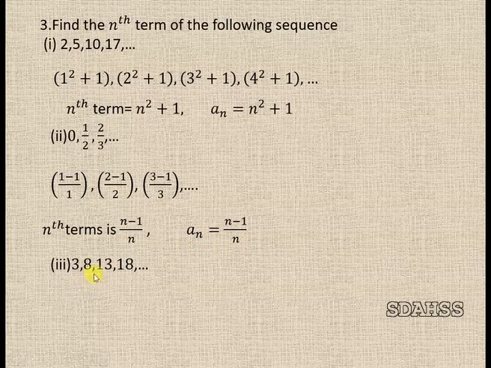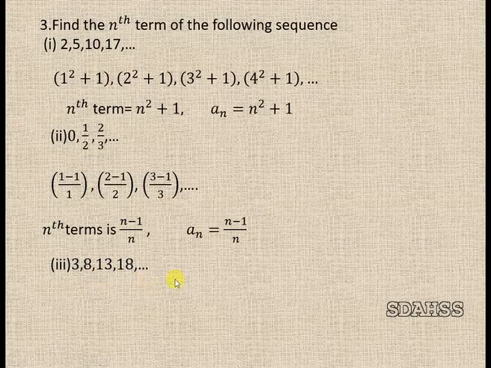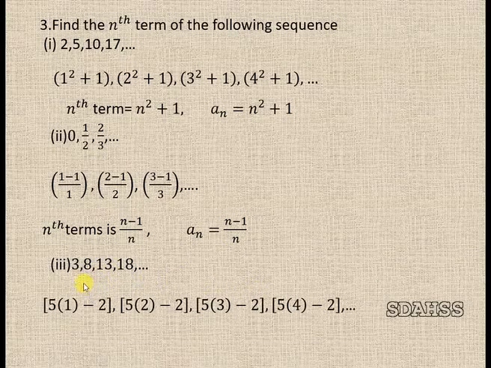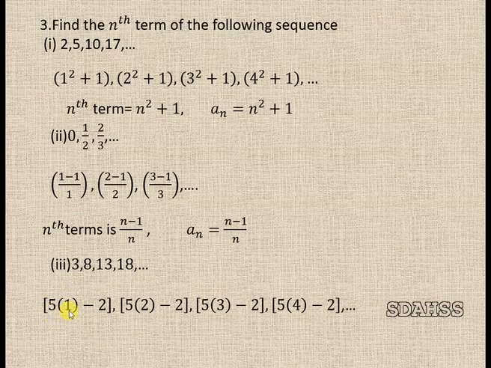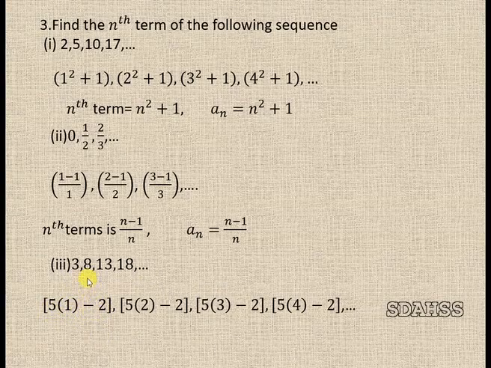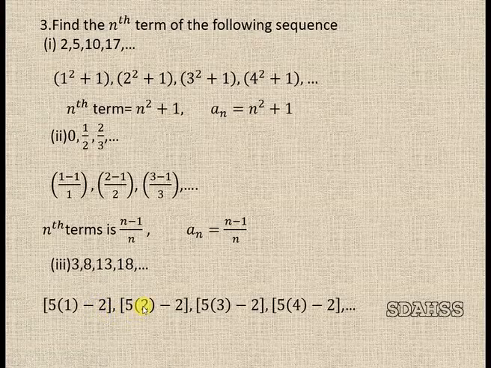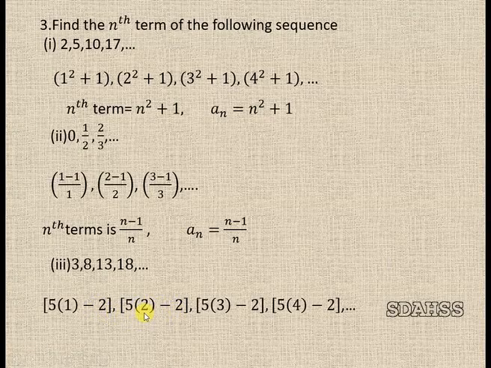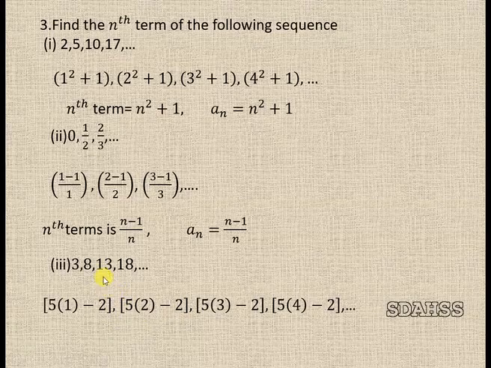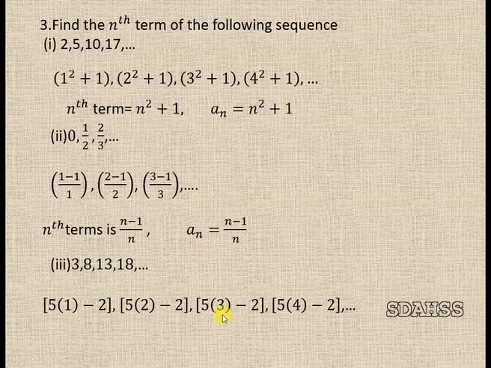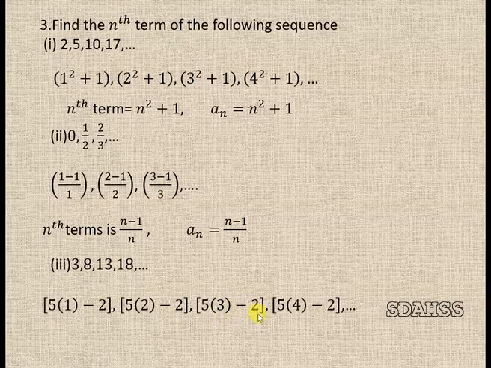Subdivision 3. 3, 8, 13, 18, etc. 3 we can write 5 into 1 minus 2. 5 into 1, 5. 5 minus 2, 3. 8 can be written as 5 into 2 minus 2. 5 into 2, 10. 10 minus 2, 8. 13 can be written as 5 into 3 minus 2. 5 into 3, 15. 15 minus 2, 13.